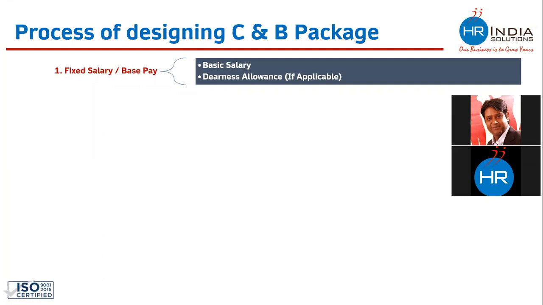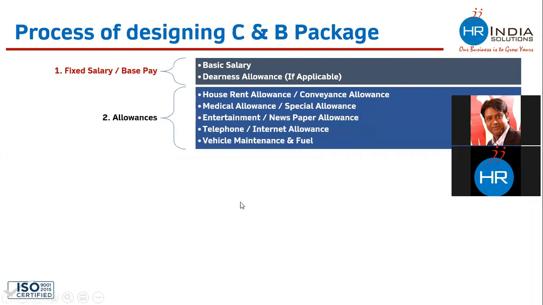Once you have decided the basic salary of the employee, you need to decide the allowances. So we pick up the allowances as some portion of the basic salary only. We fix the allowances on the basis of percentages of basic salary only. Basic salary should be the biggest component in the entire CTC structure. Always make sure that. So the second thing is to decide on the allowances that we are going to offer to that employee. The allowances can be house rent allowance, conveyance allowance, medical allowance, special allowance, entertainment, newspaper, telephone, internet, vehicle maintenance, and the fuel allowance.